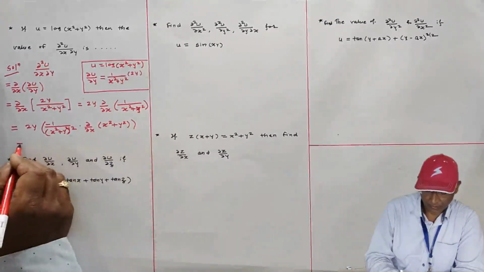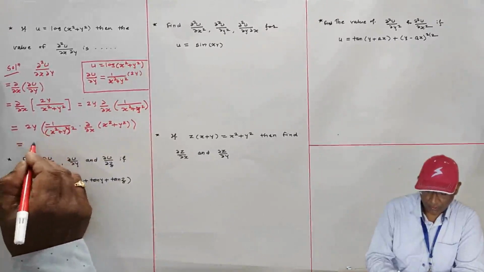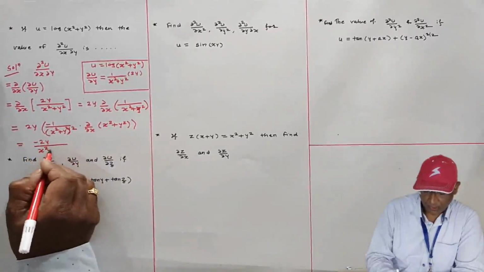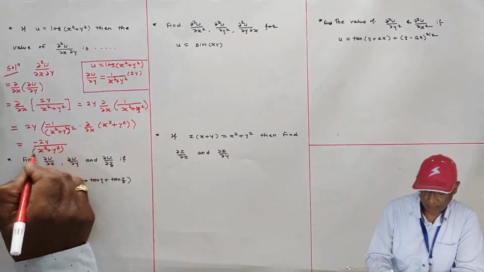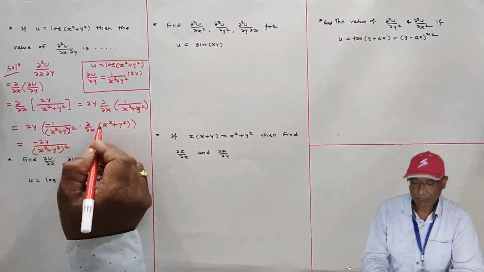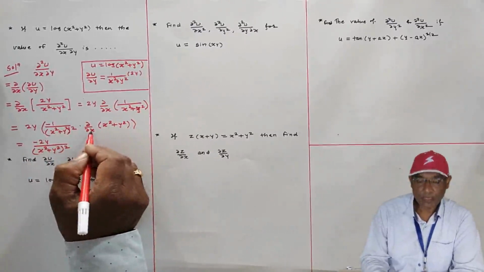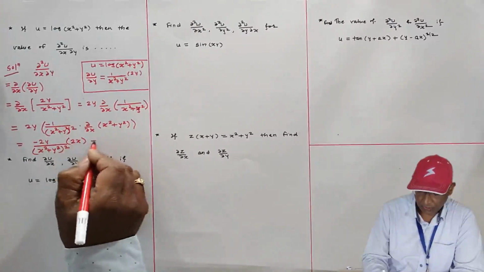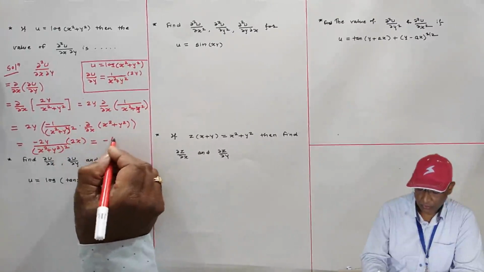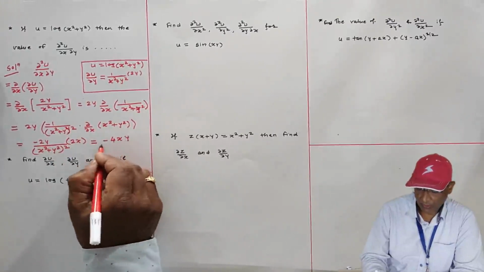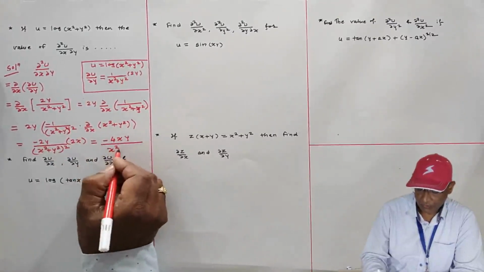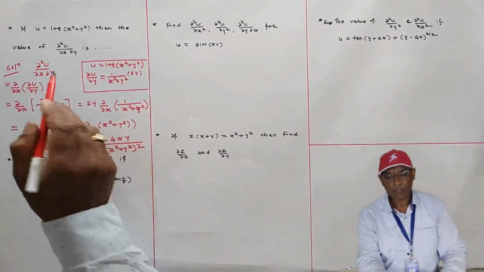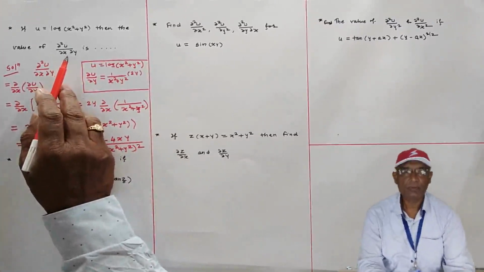Now minus is outside, minus 2y, x square plus y square whole square is as it is, and derivative of x square plus y square with respect to x keeping y constant is 2x. Therefore, minus 2 into 2 is 4x into y by x square plus y square whole square. Here, the double derivative term we found.